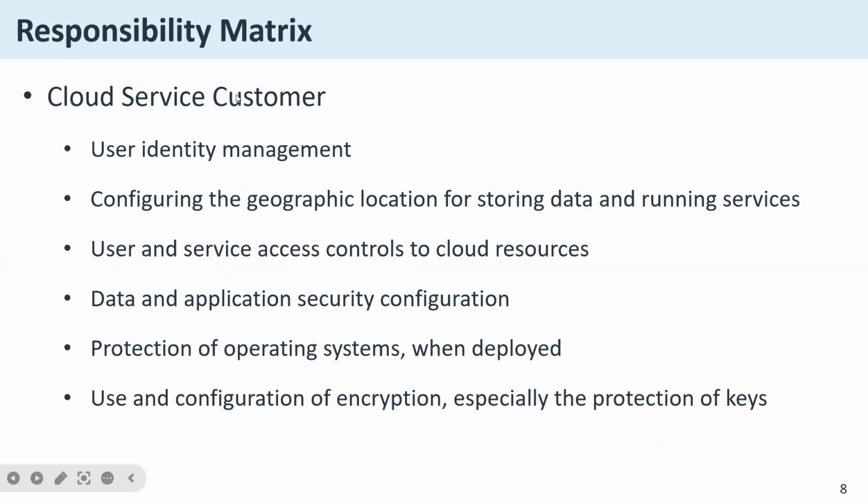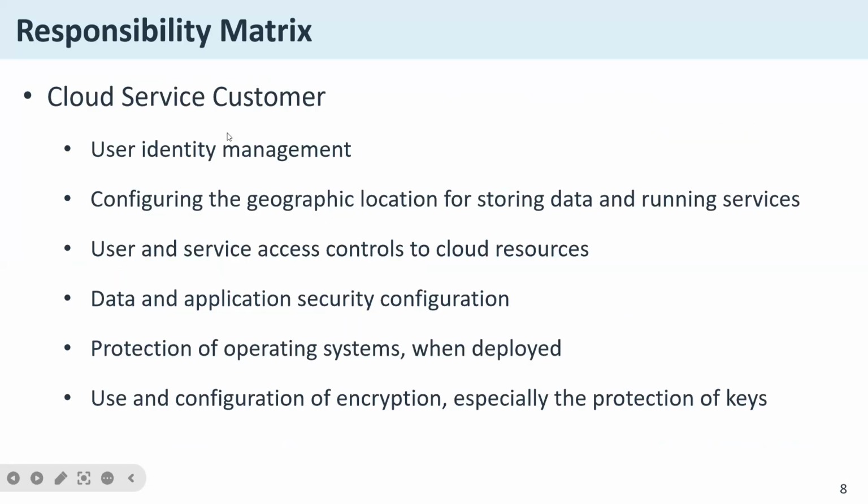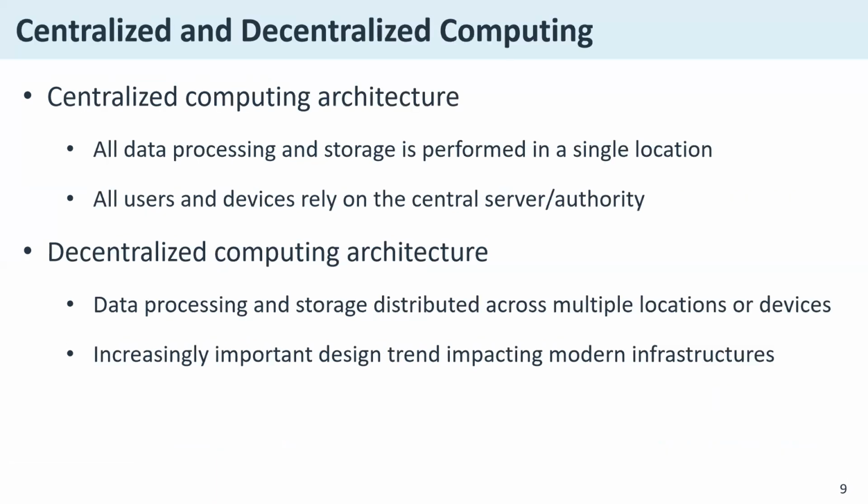So the cloud service customers do all of these things, just like what I explained in the matrix. The subsequent slides are meant to explain each of these, what is the responsibility for the cloud service provider and for the tenant. So we have centralized and decentralized computing. Same concept that I just explained. In a centralized computing architecture, all the data processing and storage is performed in a single location, right?